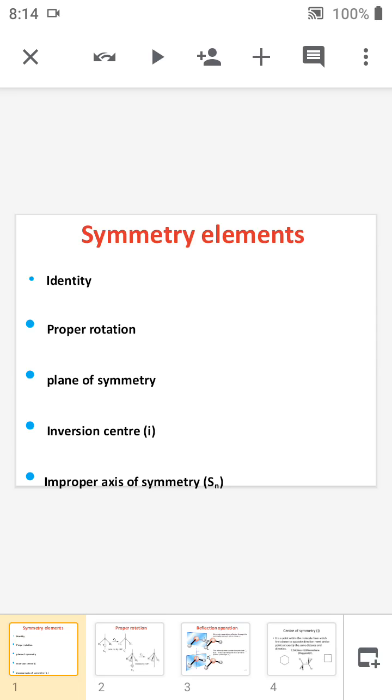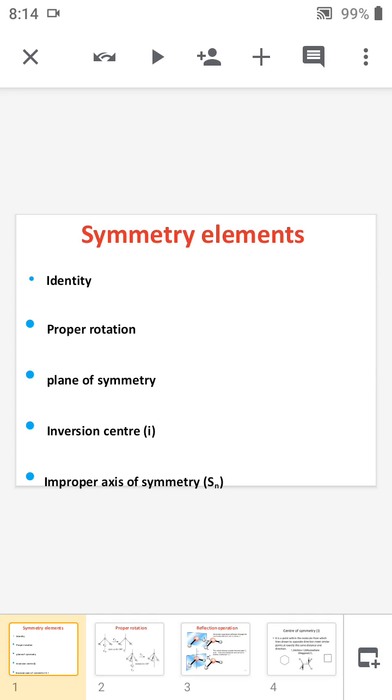So there are five elements of symmetry. First is the identity, represented by the capital E. The second is the proper rotation, represented by C n. The third is planar symmetry, represented by sigma. The fourth is the inversion center, represented by i, and the last one is the improper axis of symmetry, S n. Let me move into some of the individual elements of symmetry in detail.